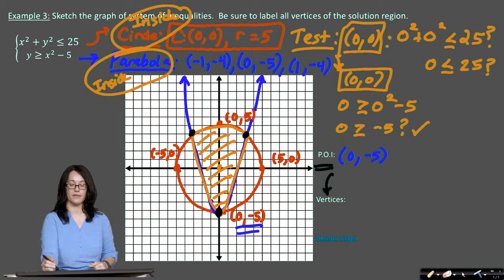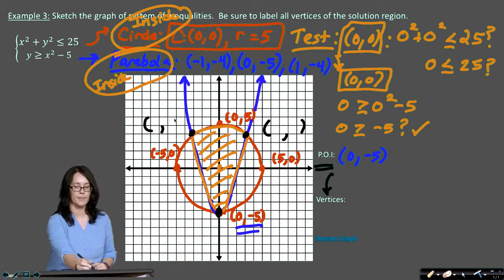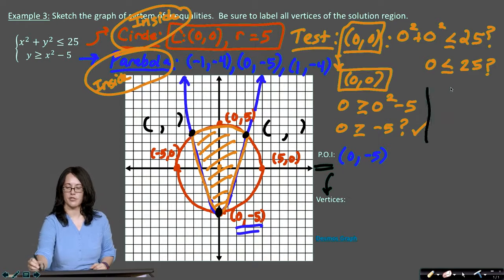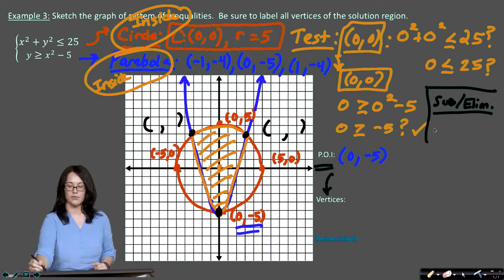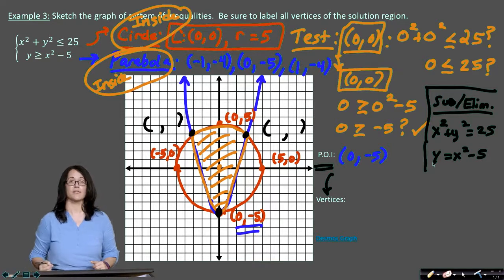Okay, so to find the formal points of intersection, we think we know where they are from the graph, but we want to know for sure what those points of intersection are. So to do that, we do our substitution and elimination one more time. Feel free again, if you haven't paused it yet, to pause the video now and make sure these skills are solid. Your first equation was x squared plus y squared equals 25, and your second equation was y equals x squared minus 5. So if I was doing substitution or elimination here, elimination would definitely work to eliminate the x squareds, but not the y squareds, so just be aware of that.